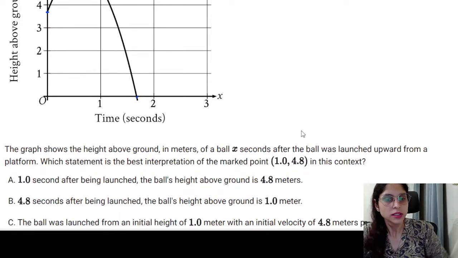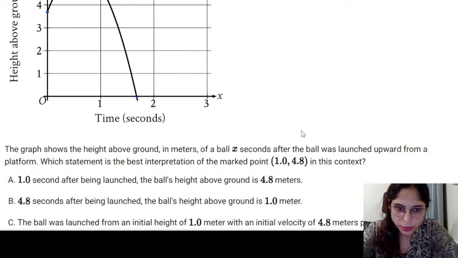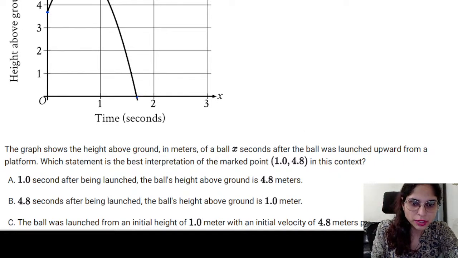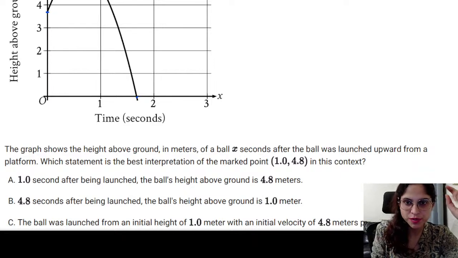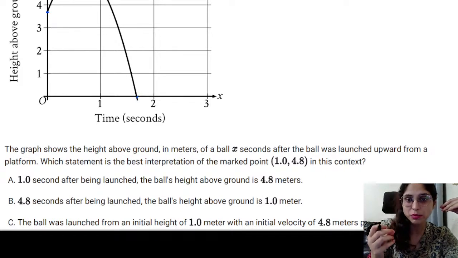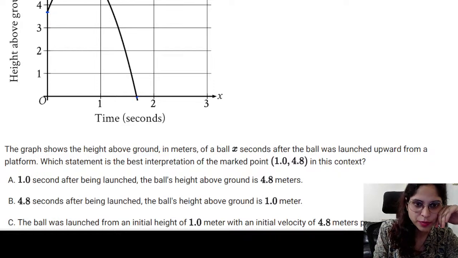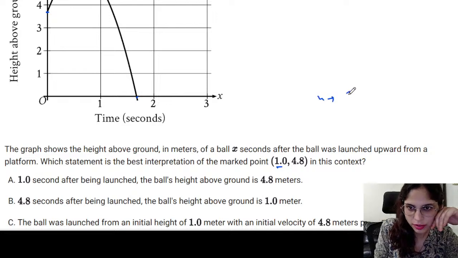Yes, okay. So the graph shows the height above ground in meters of a ball x seconds after the ball was launched upward from a platform. Which statement is the best interpretation of the marked point (1.0, 4.8)? So they're talking about interpretation. There will be a lot of interpretation problems in this particular module, because we're talking about functions. So they will want to know what is the interpretation of the x-intercept, what is the interpretation of the y-intercept, what is the interpretation of this number, what is the interpretation of this point. There will be a lot of questions like this. So over here we have seen that this is your x and x is your number of seconds.